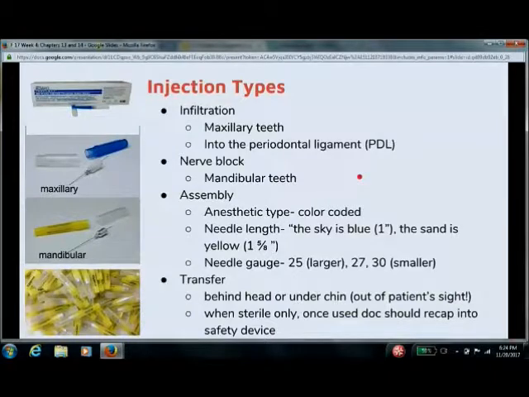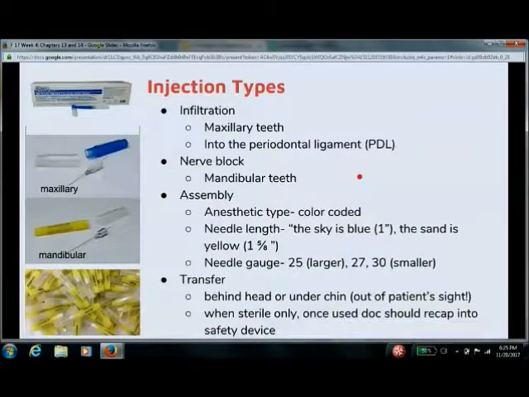So why does that work? Because the sky, the upper, so what's up is maxillary, and that is usually the blue needle, and then the lower is the yellow. So it's a good way to remember it when you're getting your equipment ready for a procedure. So if doc says we're working on tooth number 3, we know that is a maxillary tooth, and we're going to need a blue needle for that, typically.